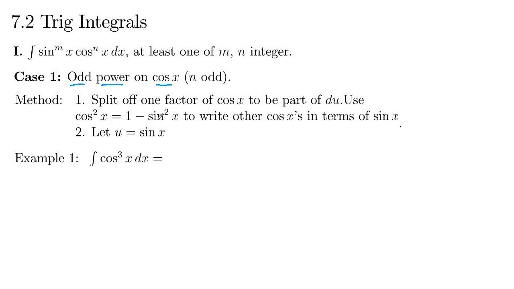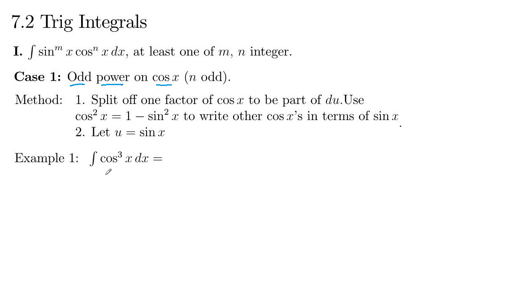So if that's the case, then you're going to split off one factor of that cosine x, and that's going to be part of your du. You're going to use the identity cosine squared is 1 minus sine squared to write all the other cosines in terms of sine x, and then use a u substitution, u equals sine x. So let me demonstrate this.